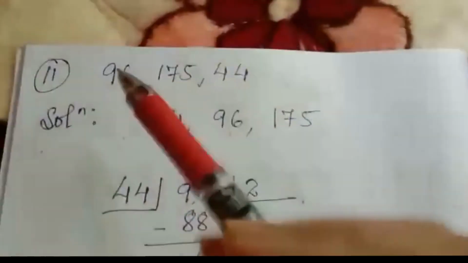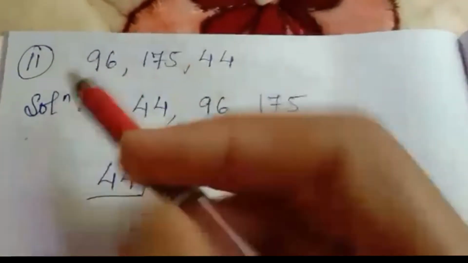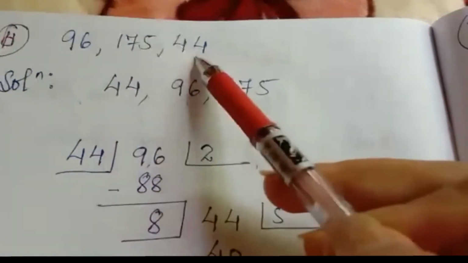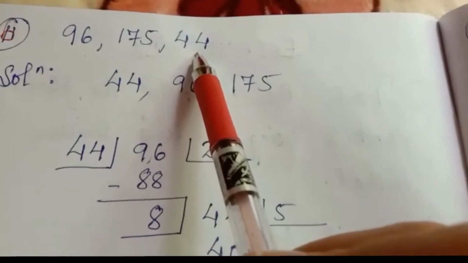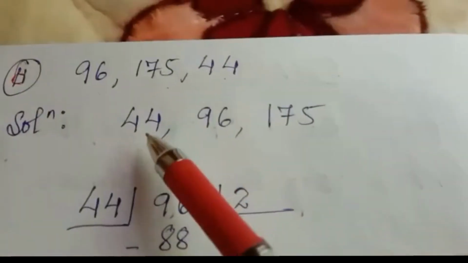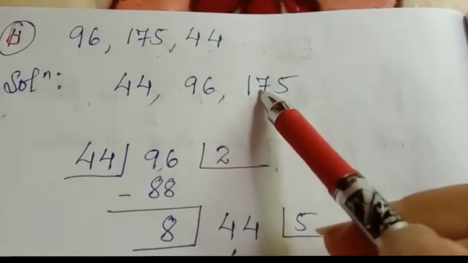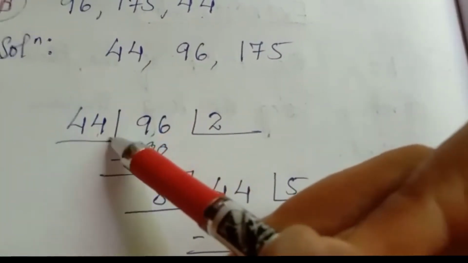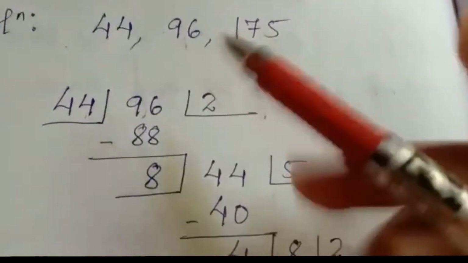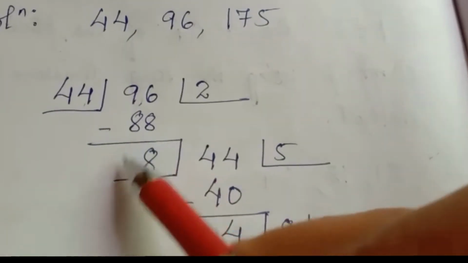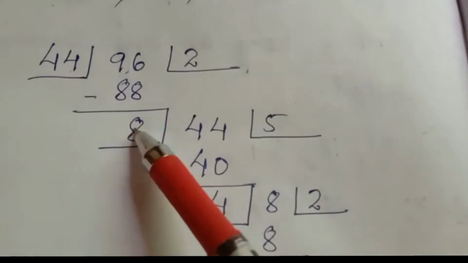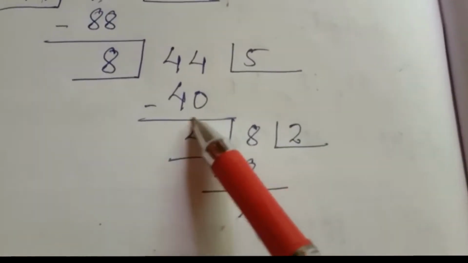Now next, question B: 96, 175 and 44. Same, we will write in ascending order: 44, 96 and 175. We will divide 96 by 44. 44 2s are 88. The remainder will be 8. Now this remainder 8 will divide 44. 8 5s are 40. Again the remainder is 4. This 4 will divide 8. 4 2s are 8. So the last is 4.